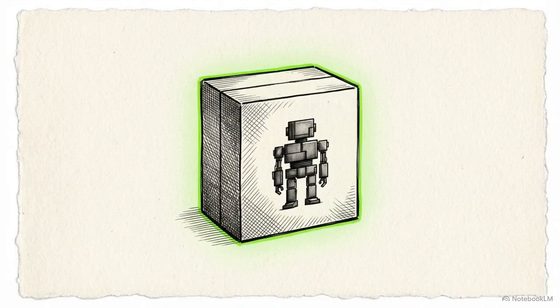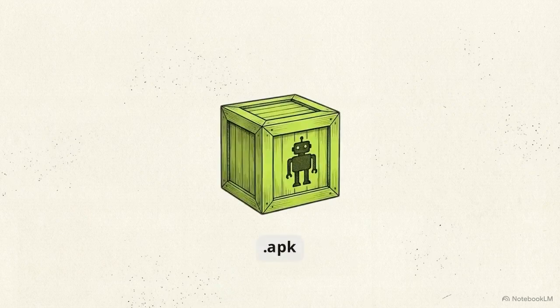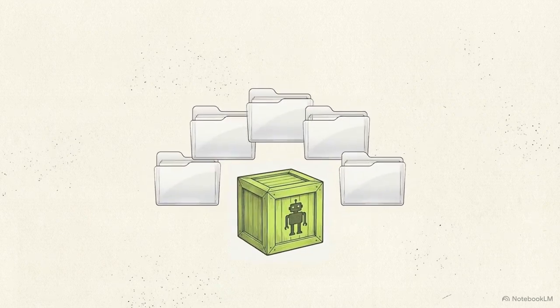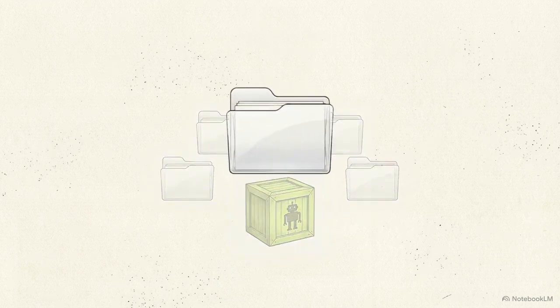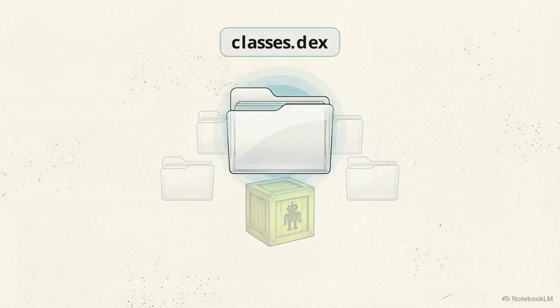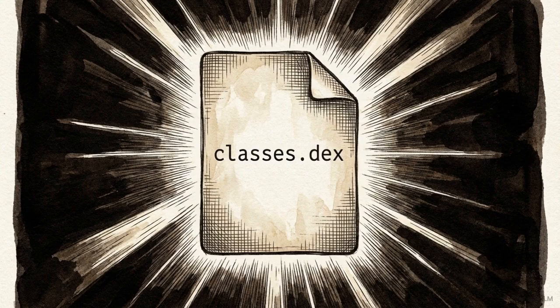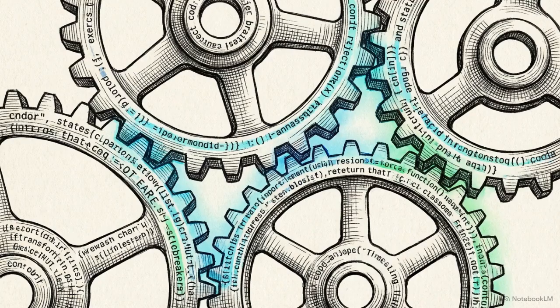Step 1 of this pipeline is extracting the data. We take the target Android application, the .apk file, and unzip it just like a standard archive folder. Inside those unzipped contents, we need to locate one specific file, classes.dex. This is the Dalvik bytecode, the actual runnable engine of the application.